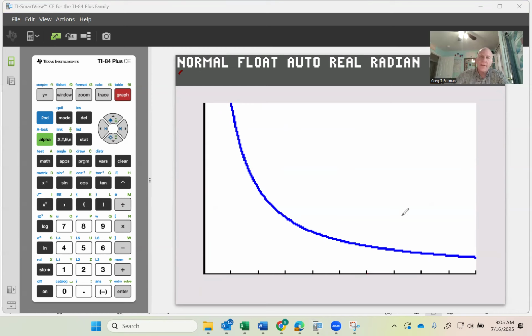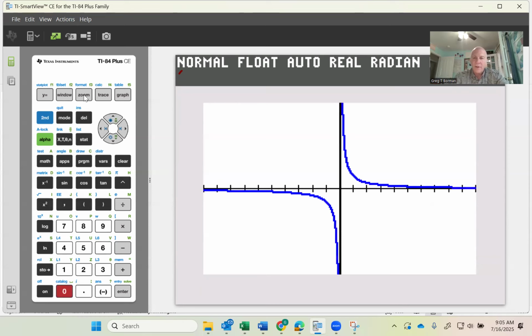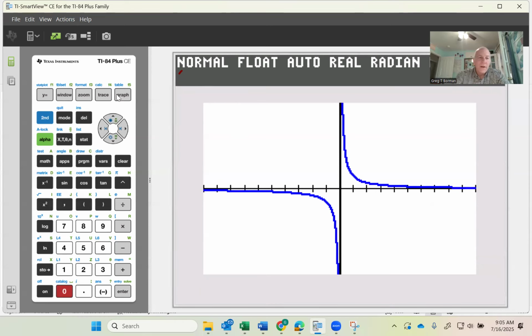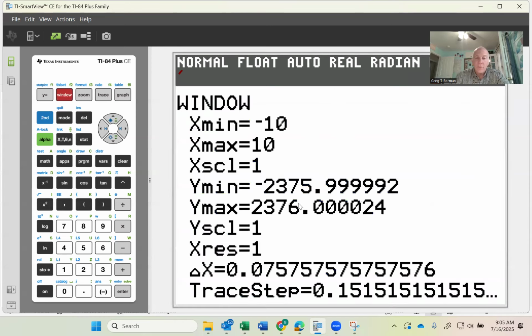Okay, you can see that more clearly if we zoom out. Let's go back. Here, I'll just go zoom 6, and maybe that'll be good enough for now. Okay, it's off camera. Let's try zoom 0. That'll change the Y min and Y max. Okay, there we go. And let's see, what did it choose? Negative about 2400 up to positive 2400 roughly. Okay, that's fine, no big deal.